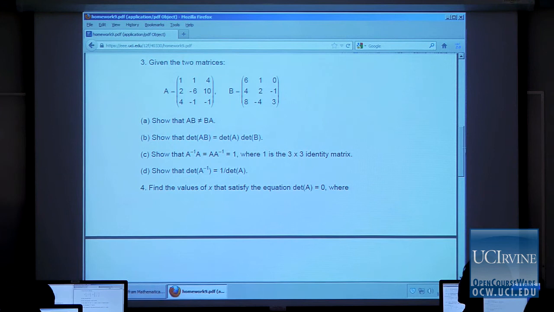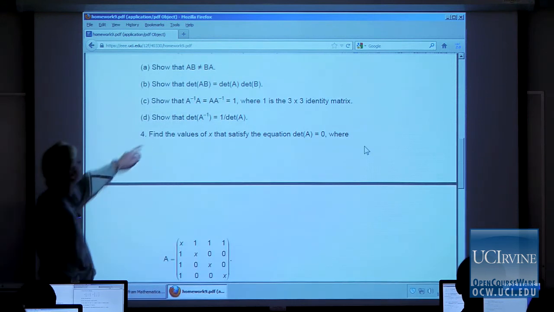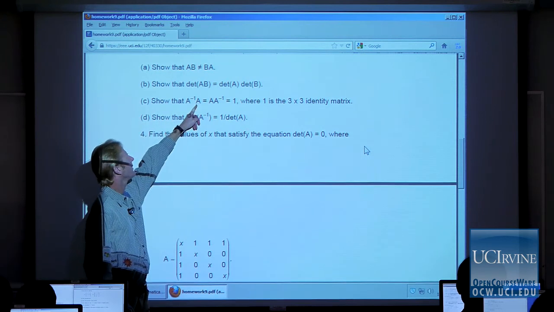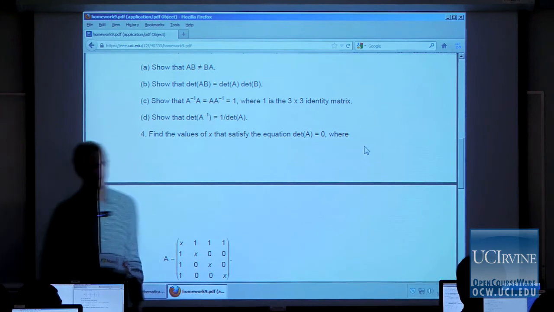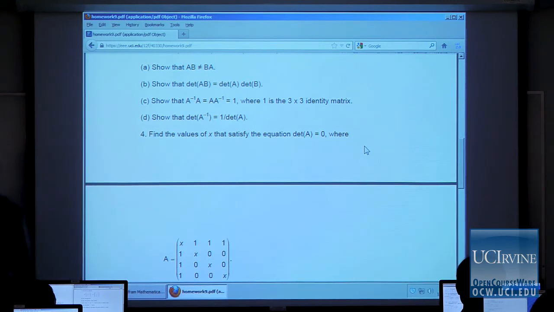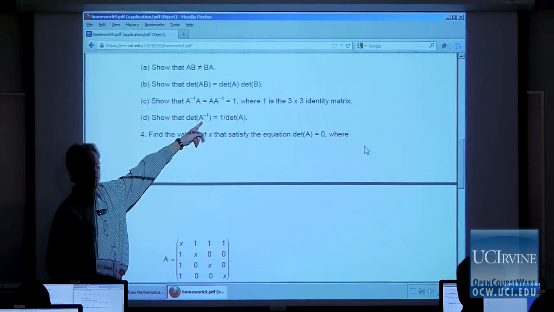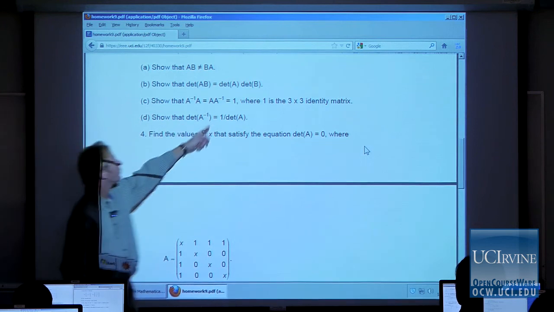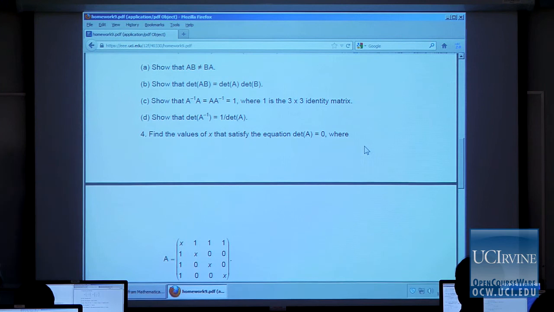Okay, and then you're going to calculate the inverse and show that inverse of A times A is equal to the identity matrix, and A times the inverse of A is equal to the identity matrix. Here's another interesting one. If you take the determinant of the inverse, that happens to be 1 over the determinant of the matrix. So I want you to show that also. And then that's it for that problem.